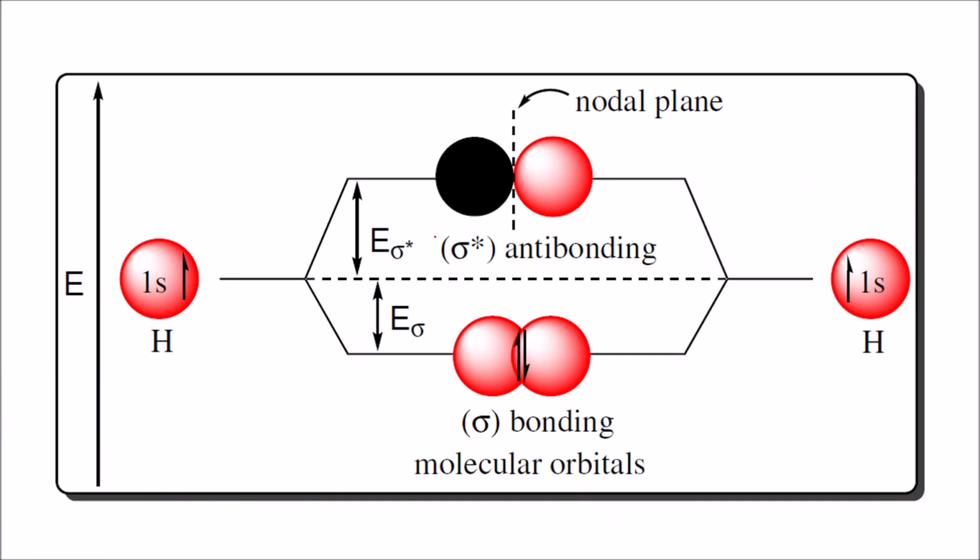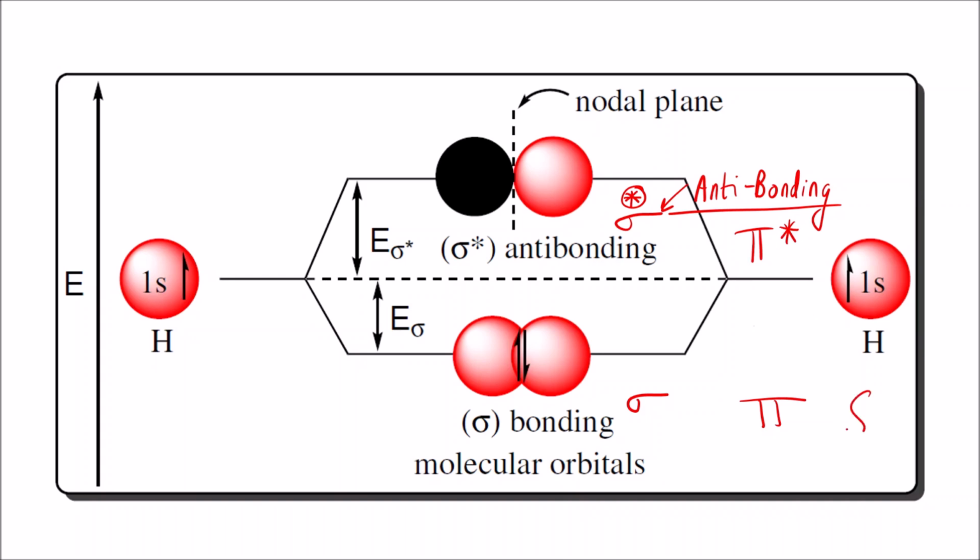Now you have to remember that for the lower energy orbital we write sigma, and to indicate the higher energy orbital, that is called the anti-bonding molecular orbital, we indicate it with a star, or an asterisk like this. The star means it is anti-bonding. Okay, similarly pi is bonding, pi star will be anti-bonding. Let's say delta is bonding, delta star is anti-bonding.